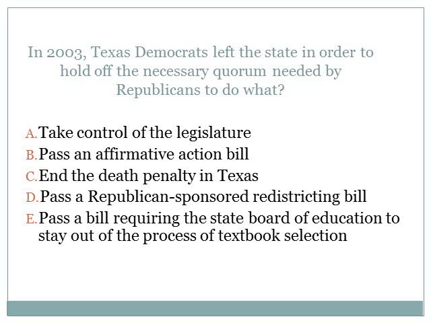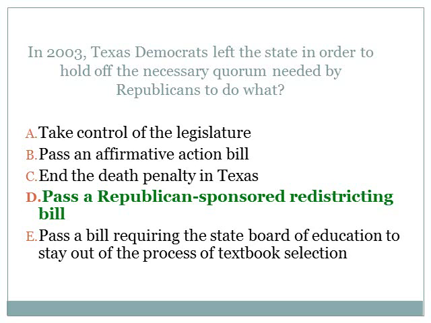In 2003, Texas Democrats left the state in order to hold off the necessary quorum needed by Republicans to do what? Pass a Republican-sponsored redistricting bill. This was an incredibly controversial redistricting bill because it had already been redistricted. But when the Republicans got a majority in Texas, they decided to do another redistricting, which, while it was legal because there wasn't a rule that says they couldn't do it, was something that had not been done in the past.